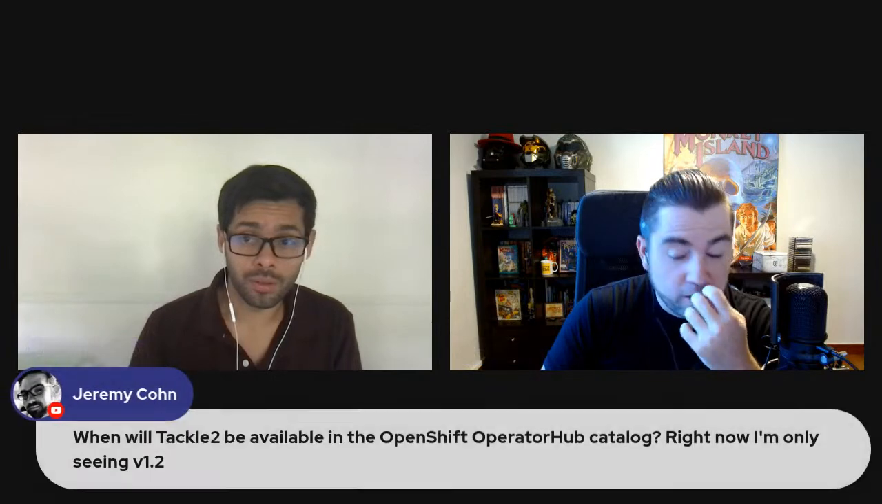When will Tackle 2 be available in the OpenShift Operator Hub catalog? Right now, he's only seeing V1.2. It should be available already. Probably you're seeing 1.2 because maybe you're not selecting the right channel. From what I know, it's already available in the upstream operatorhub.io and in the Operator Hub available in OpenShift. So if it isn't, there might be some problem right now, but it's just a matter of choosing the right channel.